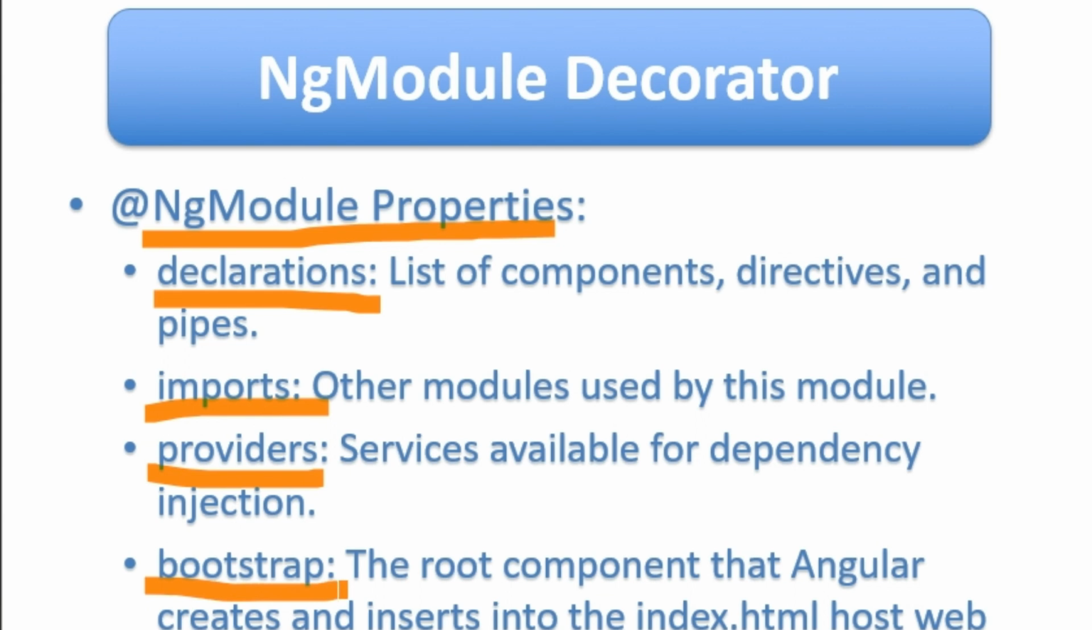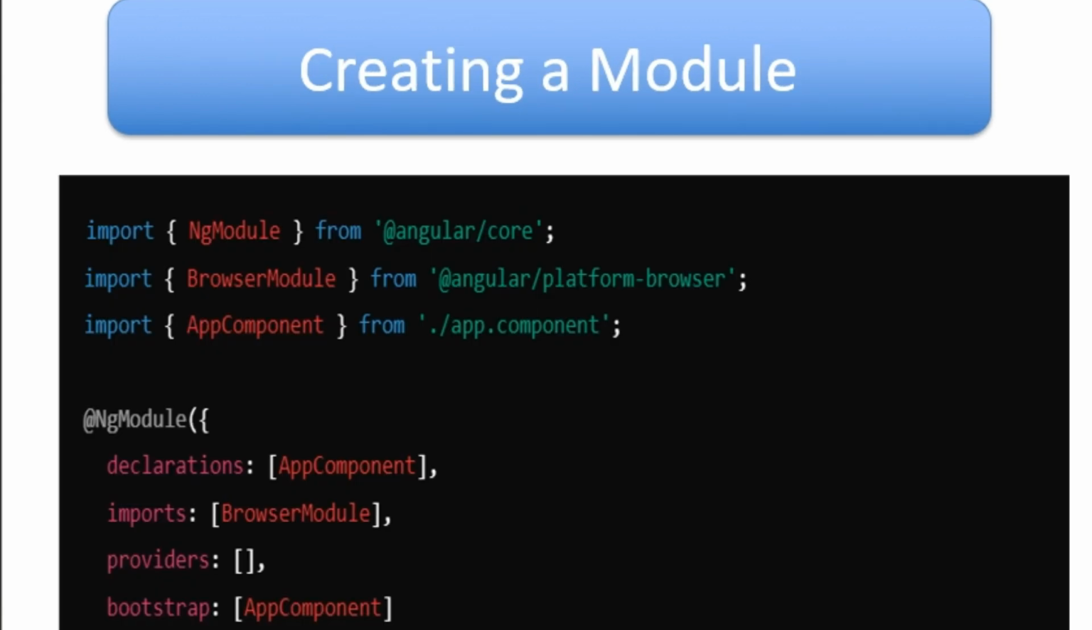Let's look at an example code snippet. Creating a module. Here's a simple example of how to create an Angular module. In this code, we import the necessary Angular core and browser modules and define a class called AppModule decorated with NgModule.